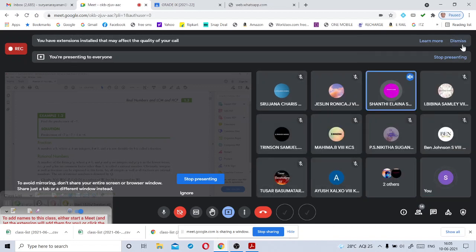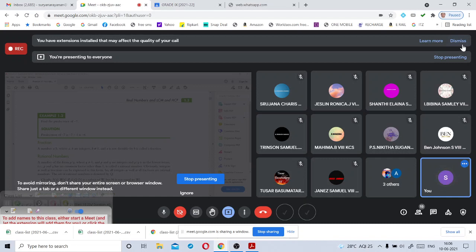So the numerator is greater than the denominator, not only greater than, equal to also. For example, 5 by 5, 10 by 10. These are also called improper fractions. Okay, my dear children, not only greater than the denominator, the numerator is greater than or equal to the denominator. Please remember this point.